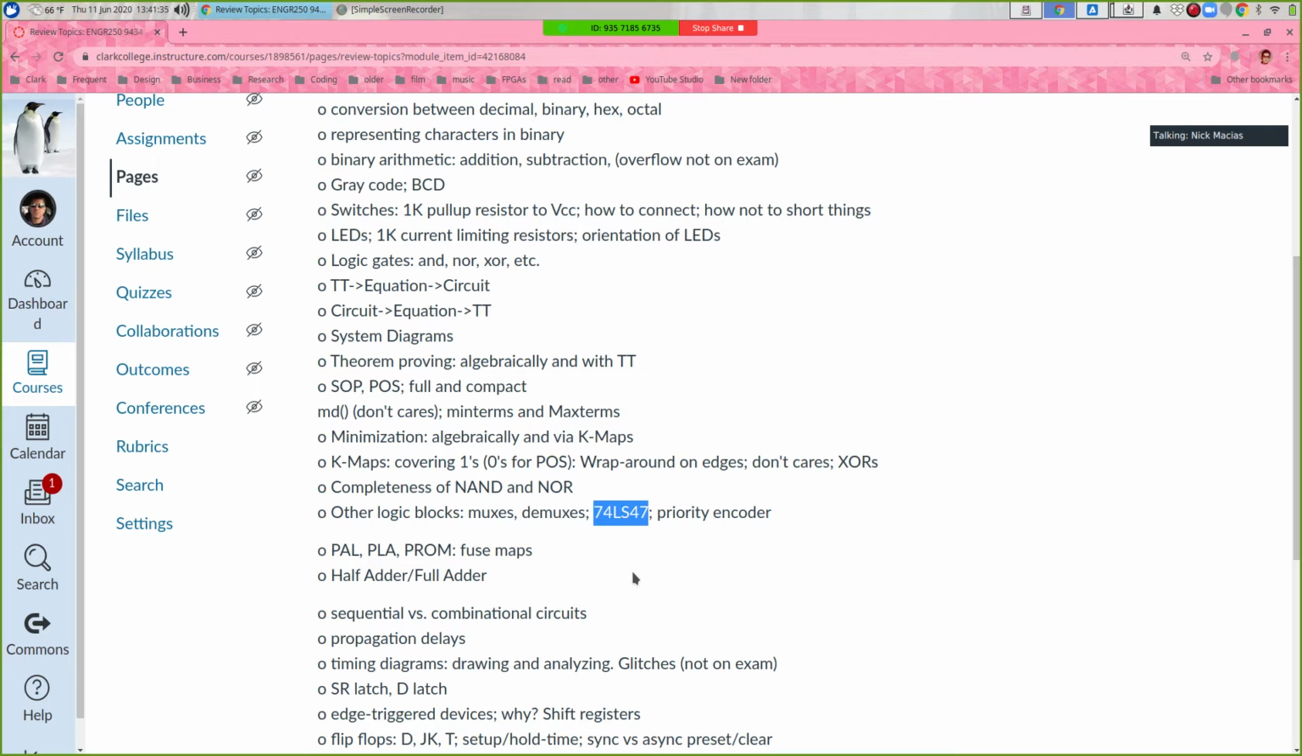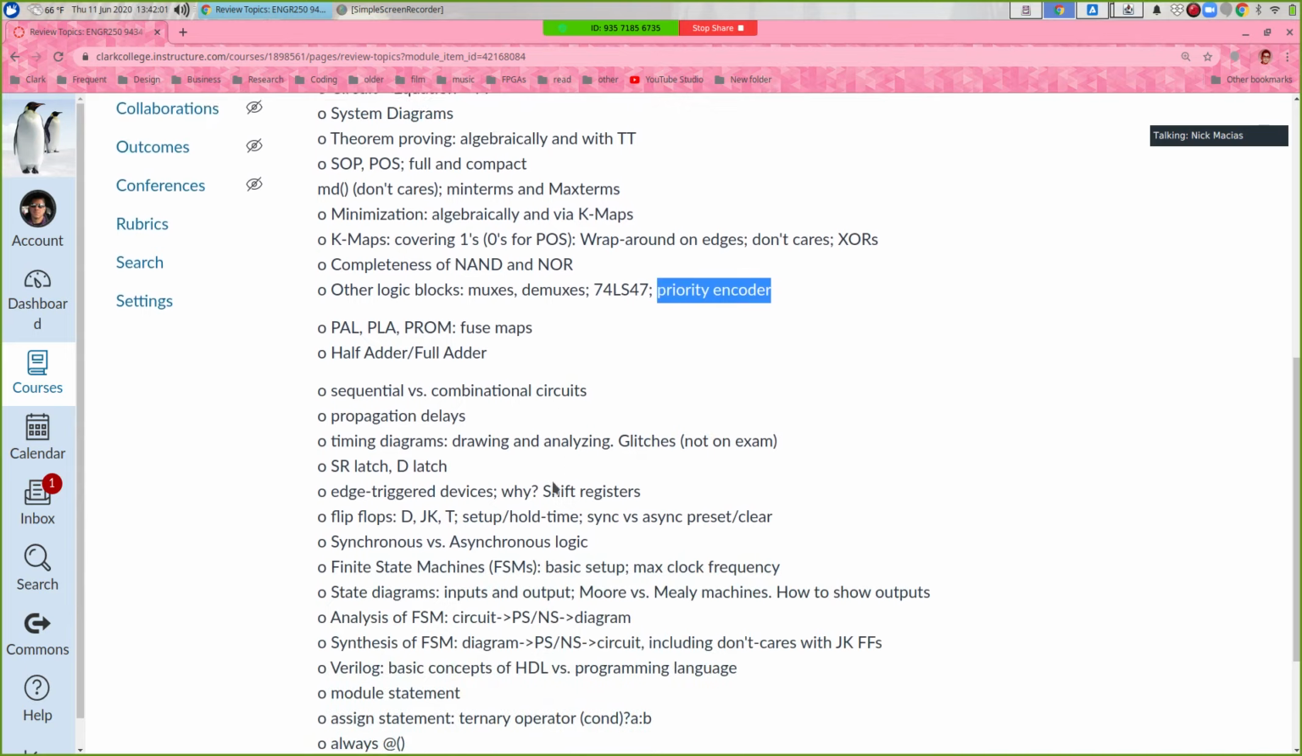7447, that's the 7-segment decoder, which you've worked with a lot. We did not talk about priority encoders, so I won't put that on the exam. But we'll probably talk about that in Engineering 270, because they're part of the PIC processor that we'll be using. There's a number of topics in the book for 250 that we'll actually talk about in 270. For example, floating point representation of numbers in binary. That'll be a 270 topic.